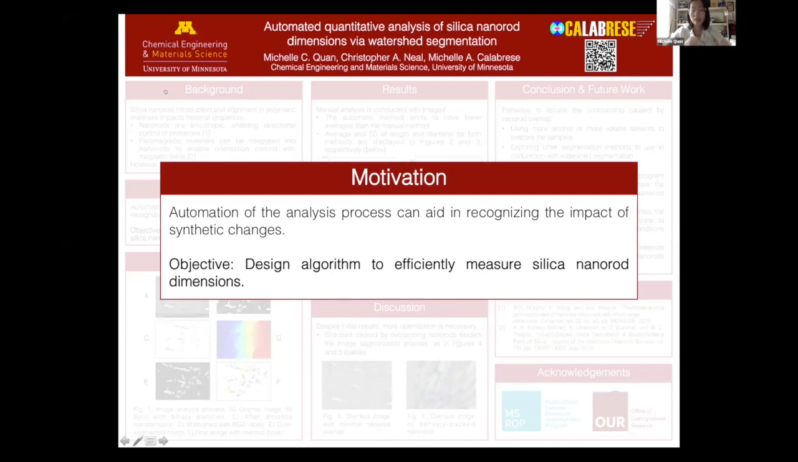Literature typically measures nanorod dimensions by hand using a program called ImageJ. You would be measuring about 30 to 60 nanorods per image, and this is quite time-consuming over multiple images. Therefore, our ultimate motivation is to automate this process and design an algorithm to efficiently measure silica nanorod dimensions.